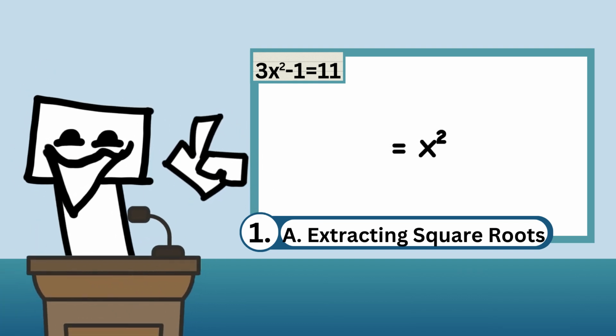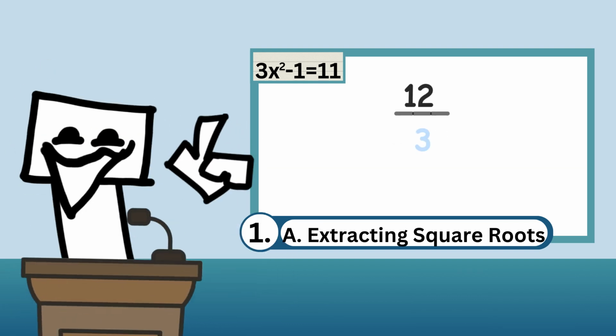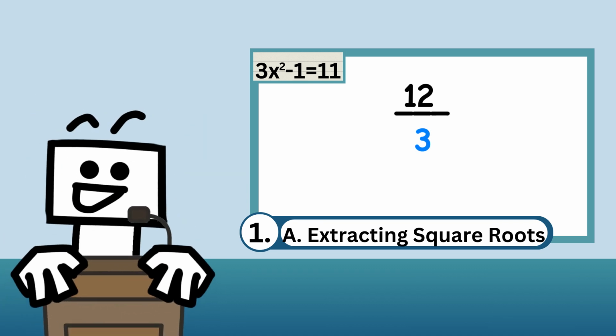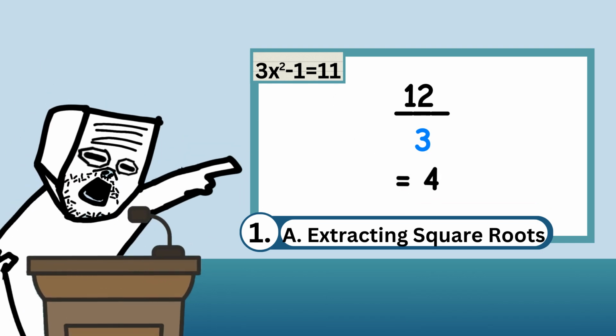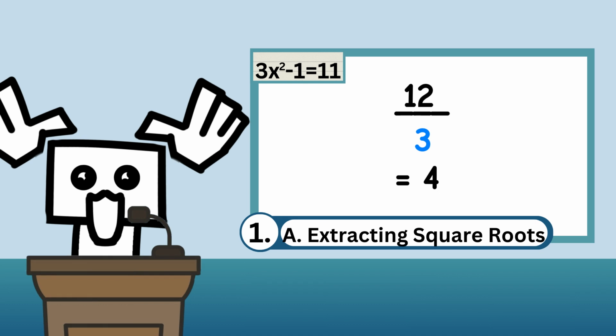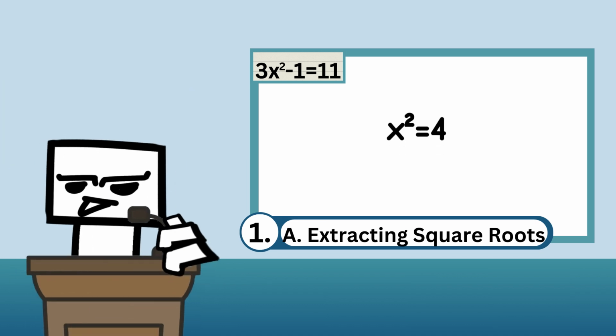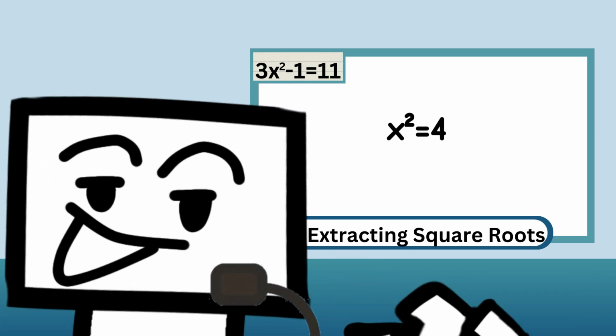Now we have the quotient, and let's divide the other number we had, 12 divided by 3. I know you know the answer, so say it. Yeah, that's right, it's actually 4. Look at that, we're almost there. And I say almost because your x still isn't alone.